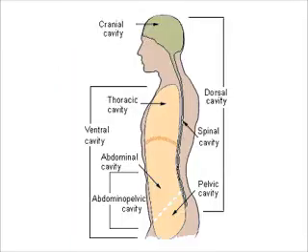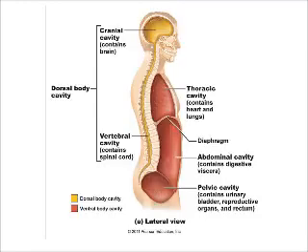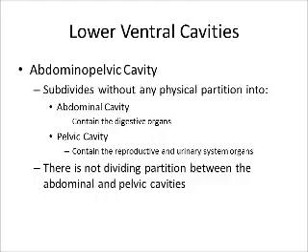In this next diagram, you can see a lateral view of the body cavities. You can see the cranial cavity, where the brain is located, and the spinal cavity, which contains the spinal cord, and that's two sections of the dorsal cavity. So the dorsal cavity is divided into the cranial cavity and the spinal cavity. The ventral cavity contains the thoracic cavity, the abdominal cavity, and the pelvic cavity. And those last two cavities together are called the abdominal pelvic cavity.